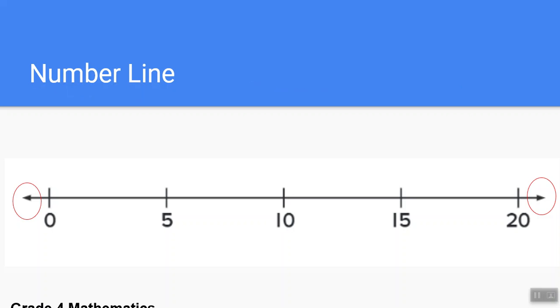Boys and girls, this is a number line. We know that with a number line, it's never ending, and so we are always looking at these arrows to show that it always continues.